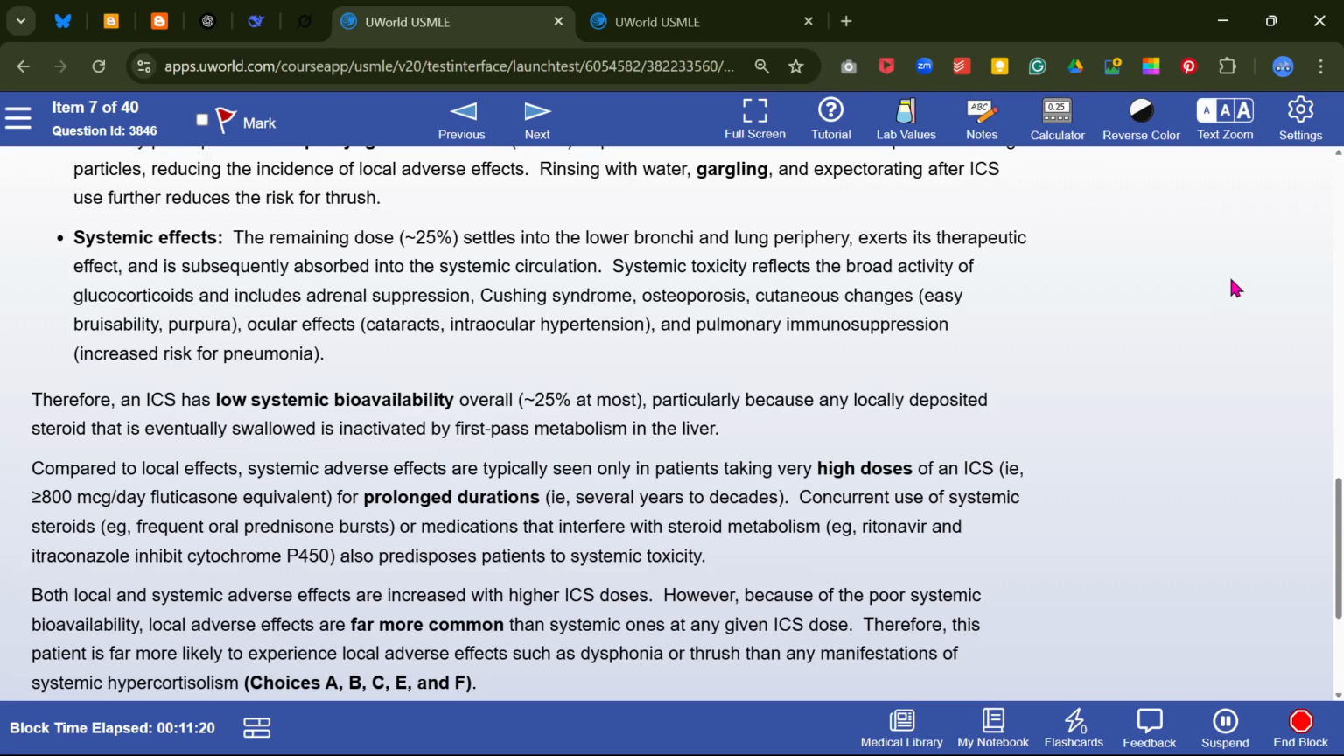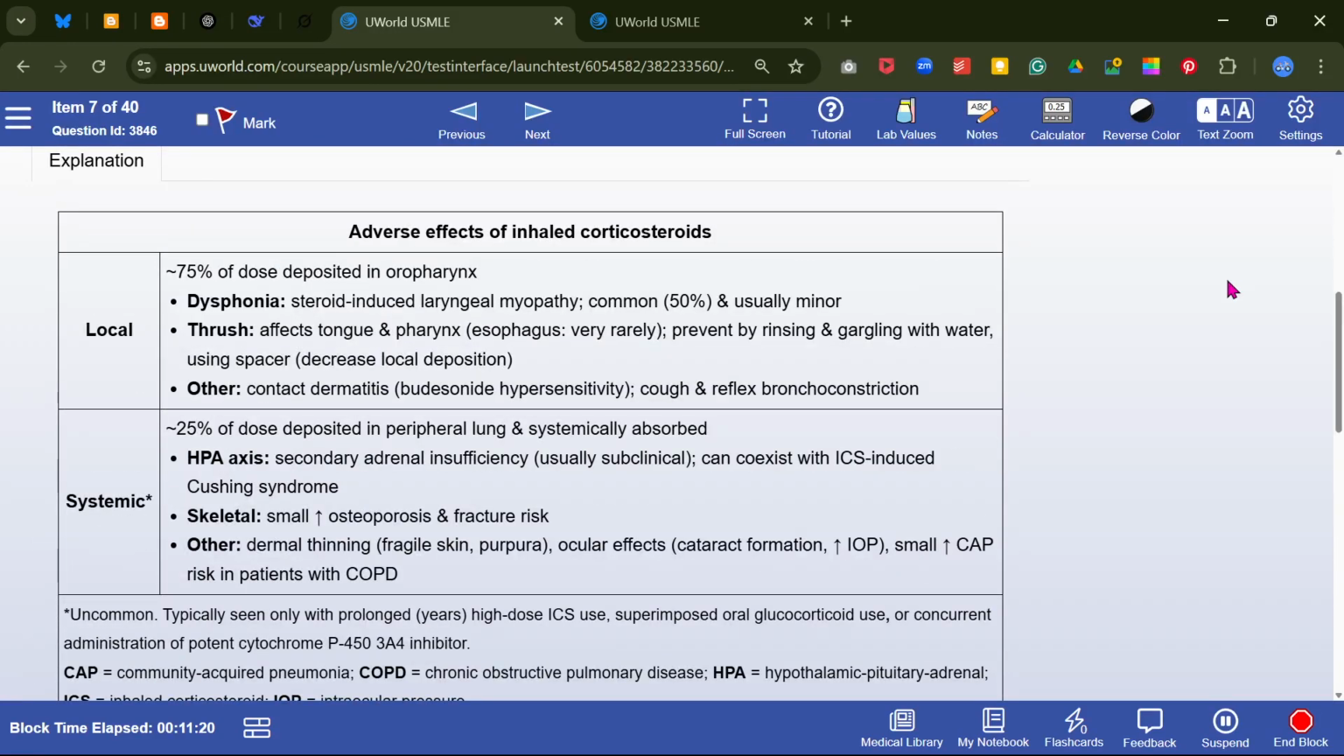Next, adverse effects of inhaled corticosteroid. 70% of the dose is deposited in the oropharynx, and dysphonia and thrush can happen. 25% is deposited in the peripheral lung and systemically absorbed. HPA axis suppression, like secondary adrenal insufficiency, can coexist with inhaled corticosteroid. Cushing syndrome, skeletal effects with increased osteoporosis and fracture risk. Others like dermal thinning, ocular effects, and a small increase in community acquired pneumonia risk in patients with COPD.